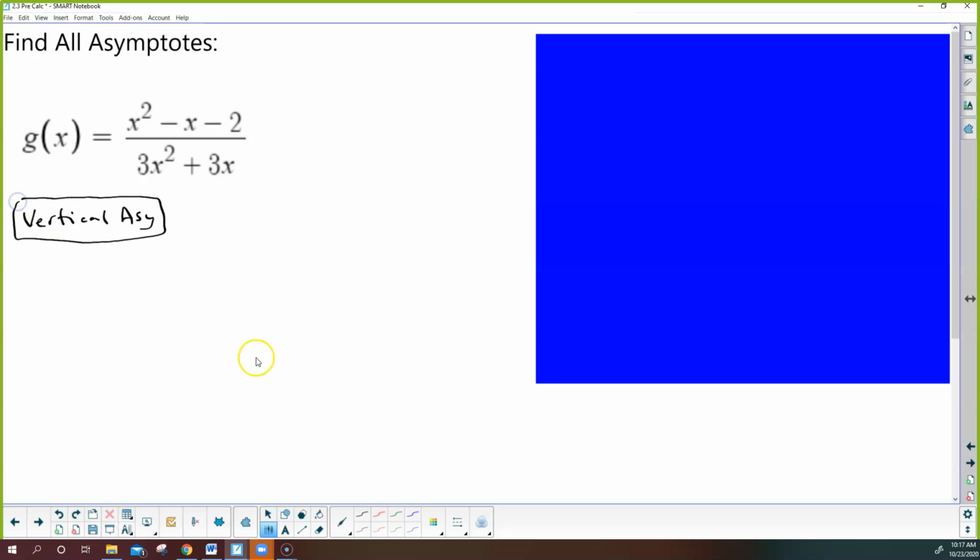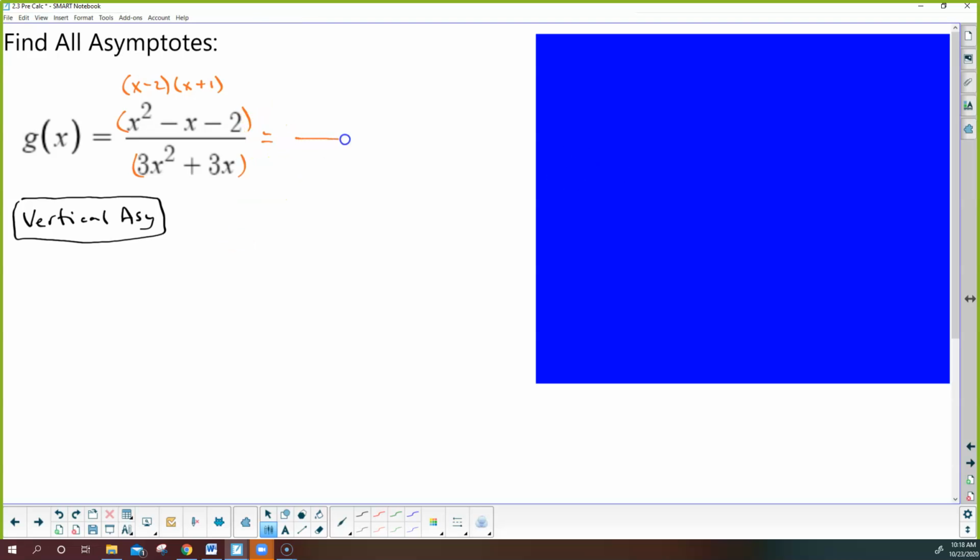So what do we do with the vertical asymptote? Well, we have to do two things first. We have to factor the top and the bottom. Well, the top, if I've got x squared minus x minus 2, what are the factors of negative 2 that add up to give me negative 1? x minus 2. Positive 1 and negative 2. You got it. Thank you. Positive 1 and negative 2. Right? If I was to FOIL this out, I would get the exact same thing.